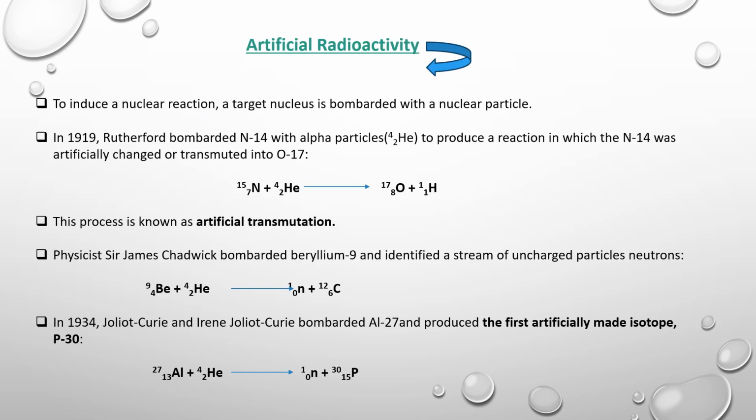Artificial radioactivity. To induce a nuclear reaction, a target nucleus is bombarded with a nuclear particle. In 1919, Rutherford bombarded N-14 with alpha particles to produce a reaction in which the N-14 was artificially changed or transmuted into O-17. This process is known as artificial transmutation. Physicist Sir James Chadwick bombarded beryllium-9 and identified a stream of uncharged particles, neutrons. In 1934, Frédéric Joliot-Curie and Irène Joliot-Curie bombarded Al-27 and produced the first artificially made isotope, P-30.